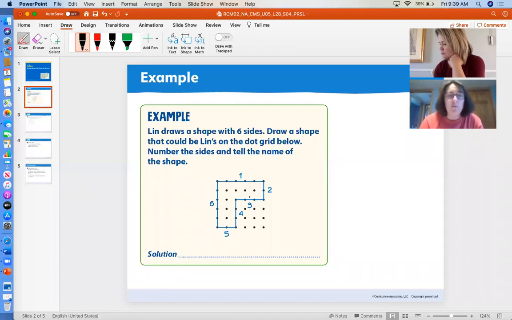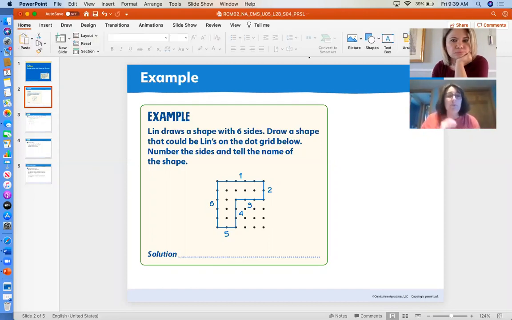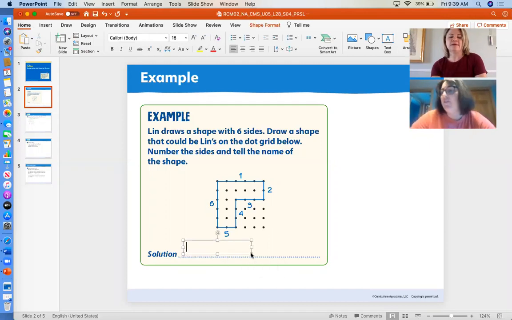So if you look at our figure, we have 6 sides, and we remember from not yesterday, but the day before, that it's a flat shape. So a 6-sided shape is called a hexagon. So then for our solution, we would write hexagon as our shape.